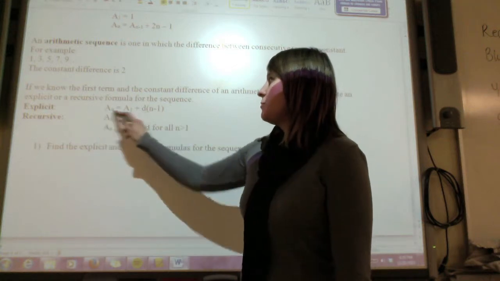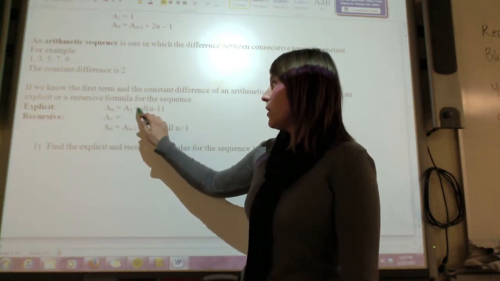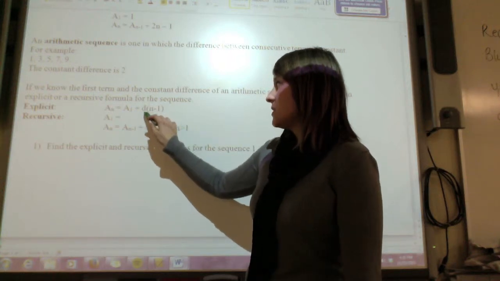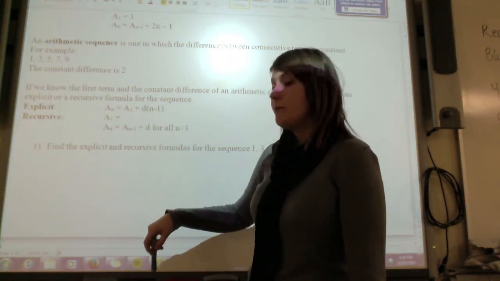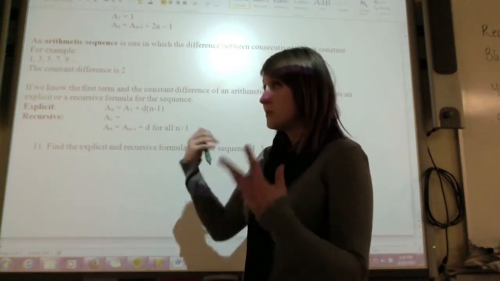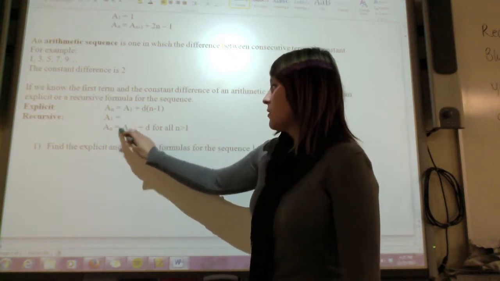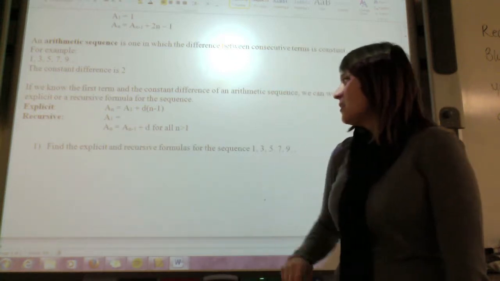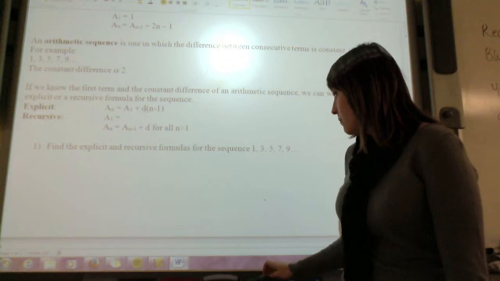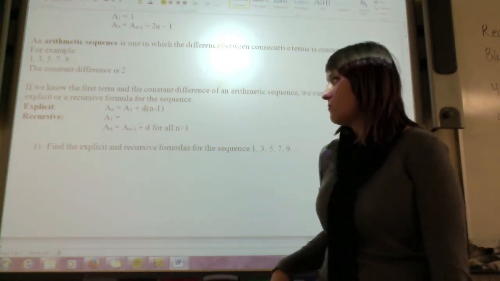So for explicit, we just say a sub n equals a sub 1, that's my first term, plus d, which is my constant difference, times n minus 1. For my recursive formula, I just start by saying a sub 1 equals whatever my first term was, a sub n equals a sub n minus 1, my previous term, plus d for all n greater than 1. So remember that d is your constant difference in that case.